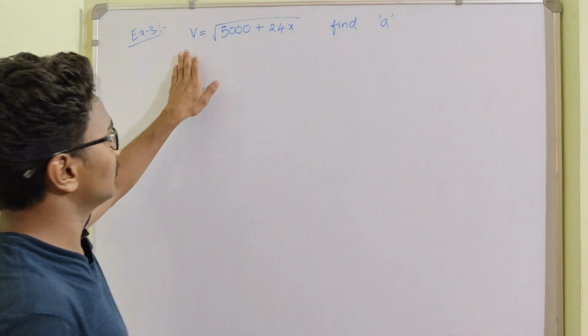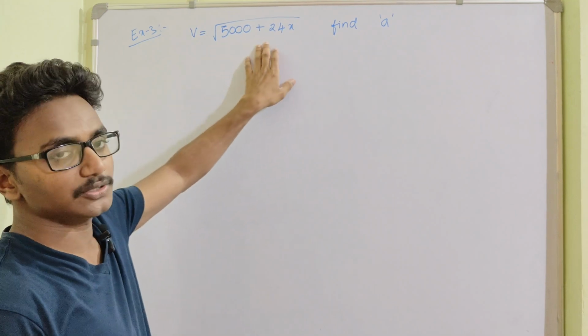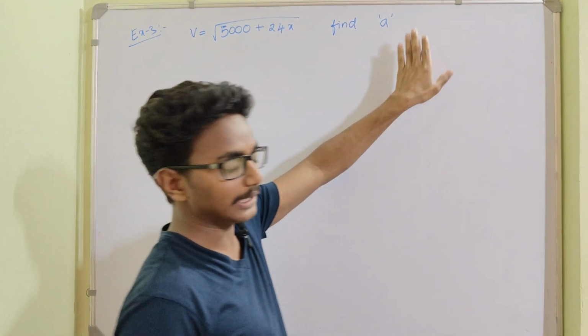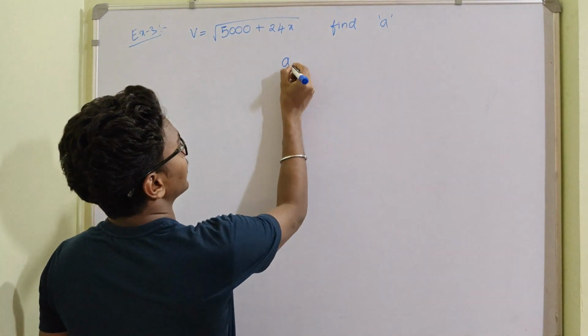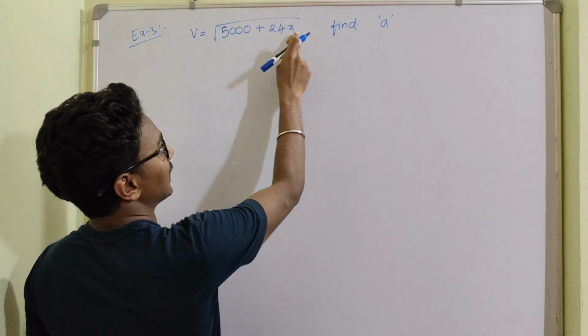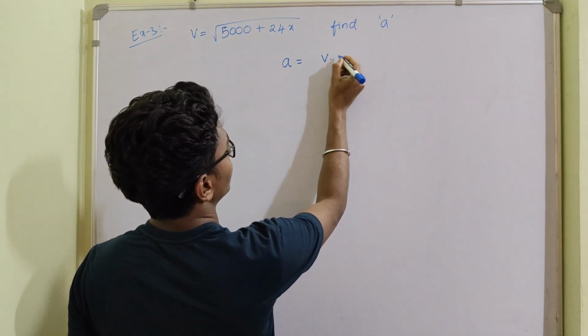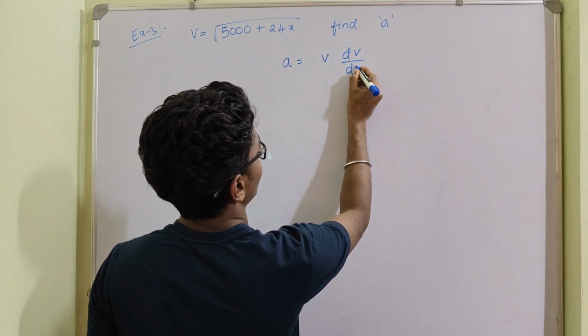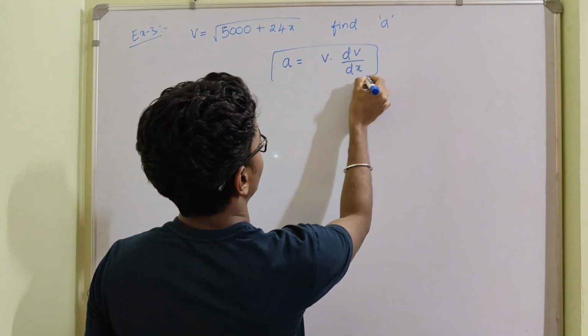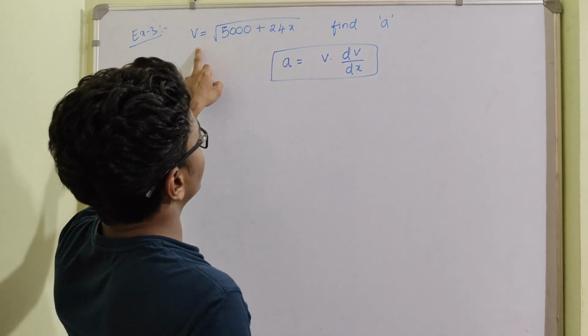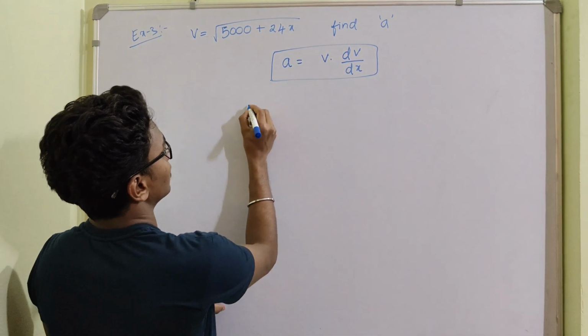Look at the third example. v equals root over 5000 plus 24x. Find a. So define a in terms of velocity and displacement. That is a equals v dv by dx. Use this formula now. v we already know. Now find dv by dx.